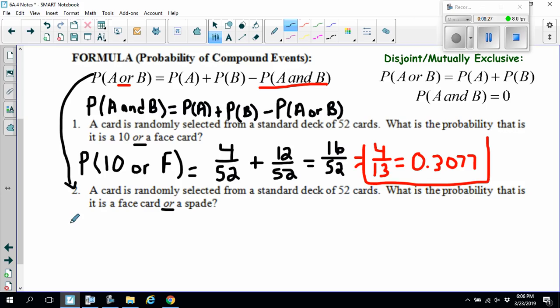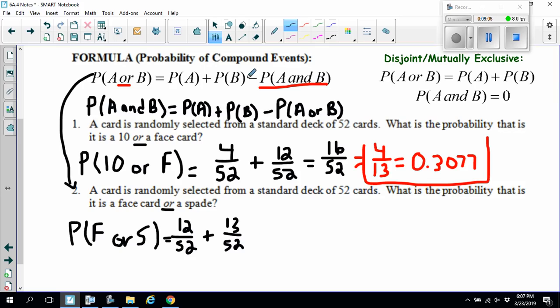Now we need to use our formula from up here to find our answer for number 2. We're going to do the probability that the card we pick is a face card, once again using F for face card, or a spade, S for spade. We need to find the probability of a face card. We already calculated that: 12 over 52. Then we add the probability that we have a spade. Make sure you count your spades; there are actually 13 of those. So we have 13 over 52.